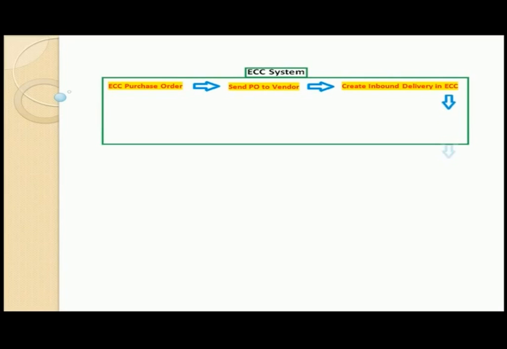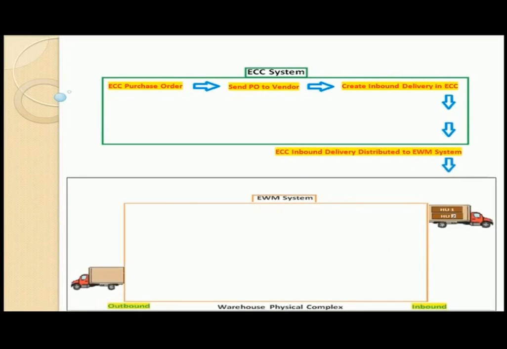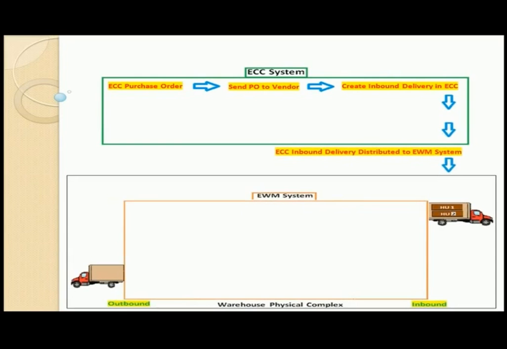Once you save the inbound delivery, it automatically distributes to the connected SAP EWM system. So this is my EWM system and the document gets distributed to the EWM system. We normally don't say the delivery document passes or flows to the EWM system. We use the word distributed. The inbound delivery has been distributed to the connected SAP SCM EWM system.